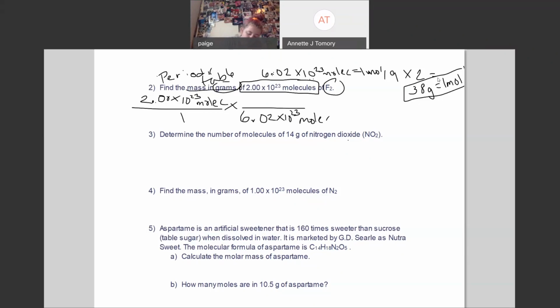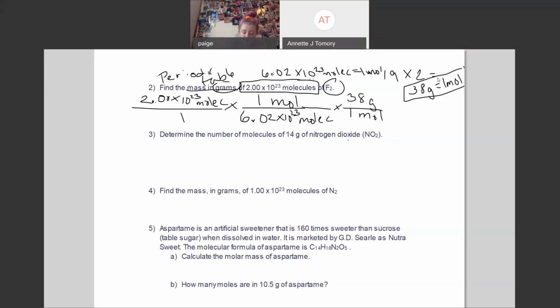And what's going to go on the top here? 1 mole. Very good. All right, so now we have moles on top. What am I going to put on the bottom of the next one? Moles. What number always goes with moles? 1. All right, we're trying to get to grams, so what are we going to put on the top? 38 grams. Right?